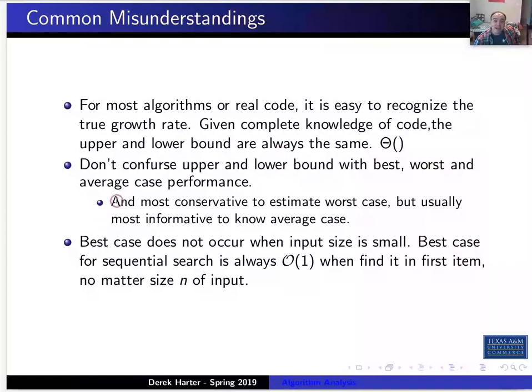And usually best case is not all that interesting. So usually you need to be conservative when you're trying to do an analysis of your algorithm. Most useful, usually the most informative, is the average case, because that's what's normally going to be happening, assuming that you know what the average case is appropriately. But if you need to be conservative, then you want to find out what input is going to cause your algorithm to perform at the worst.